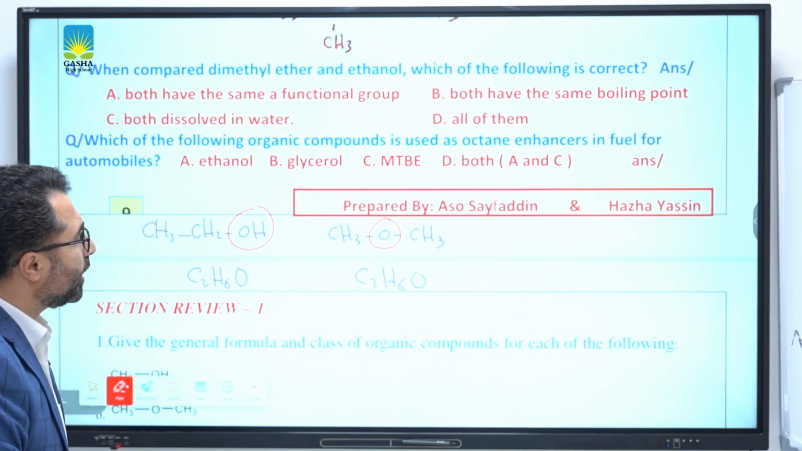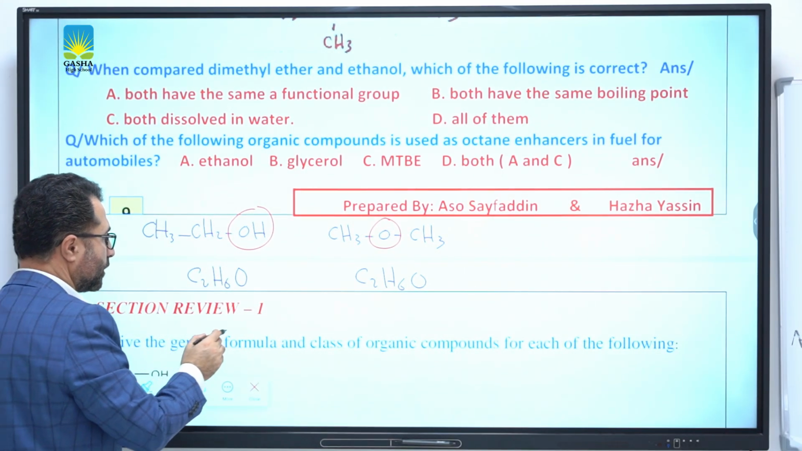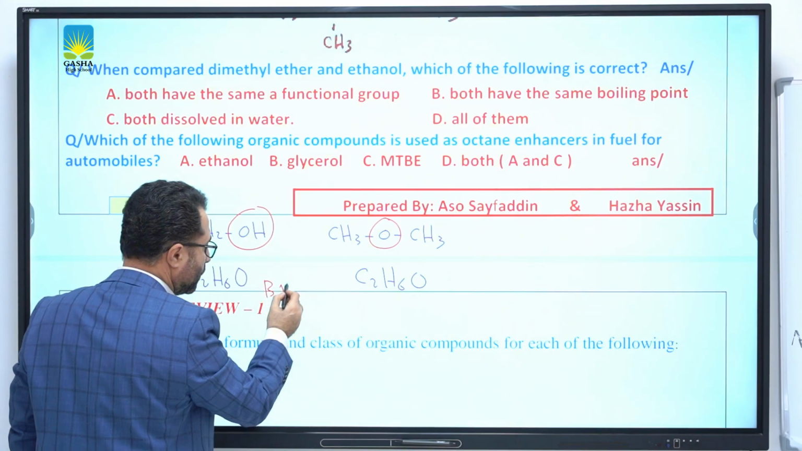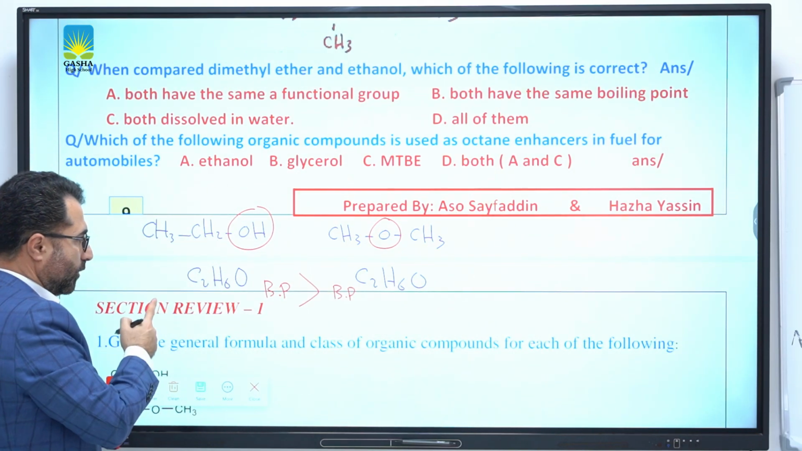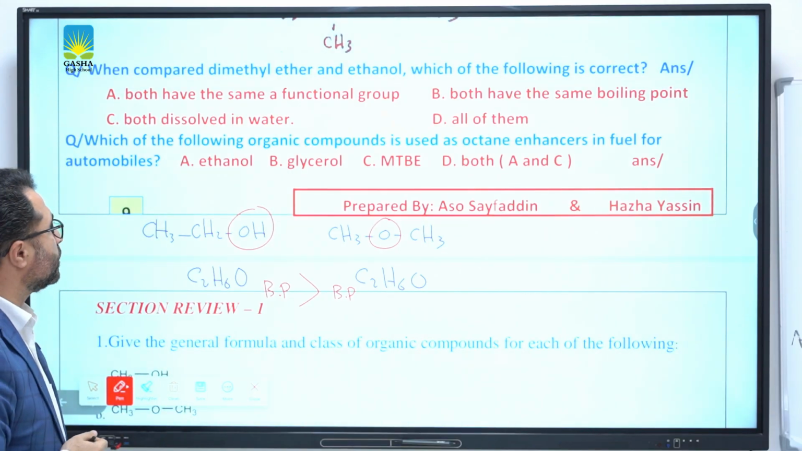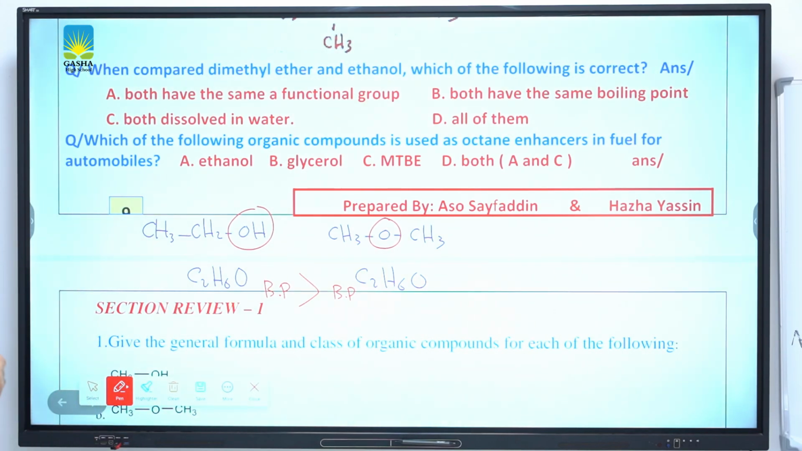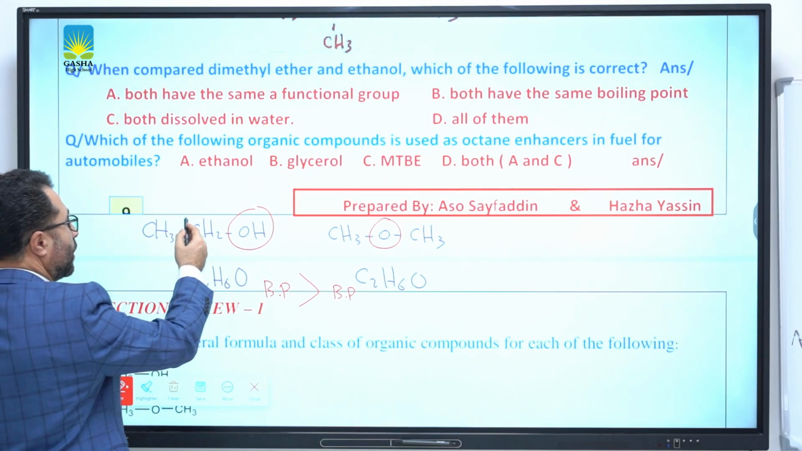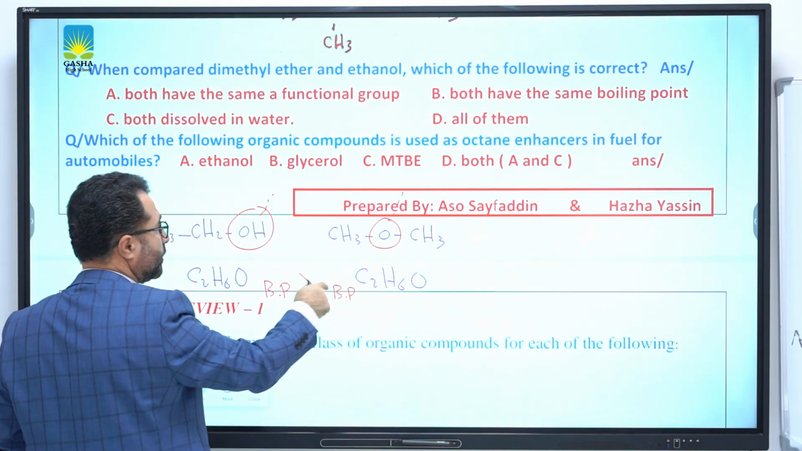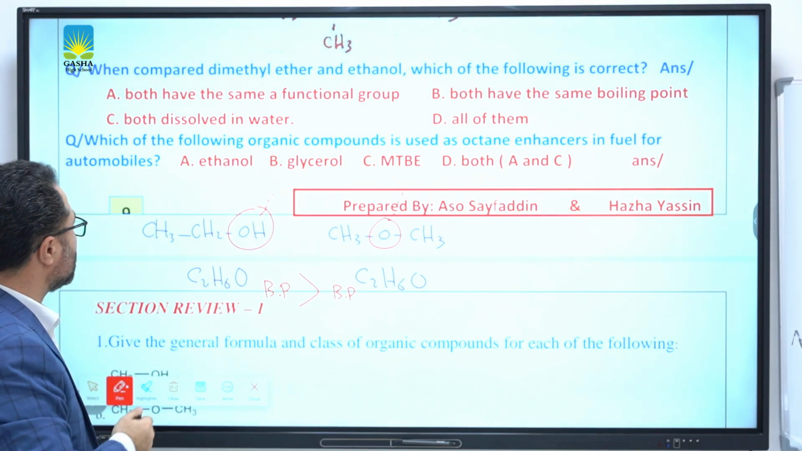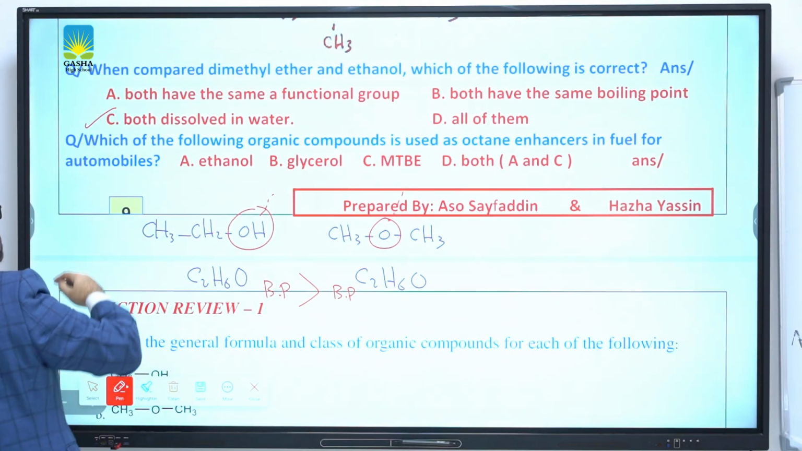B, both have the same boiling point. It's not correct. The boiling point of alcohol is greater than the boiling point of ethers, because between alcohols we have hydrogen bonding. C, both dissolve in water. It's true, because both can form hydrogen bonds with water, not to each other. D, all of them are incorrect, so C is the correct answer.